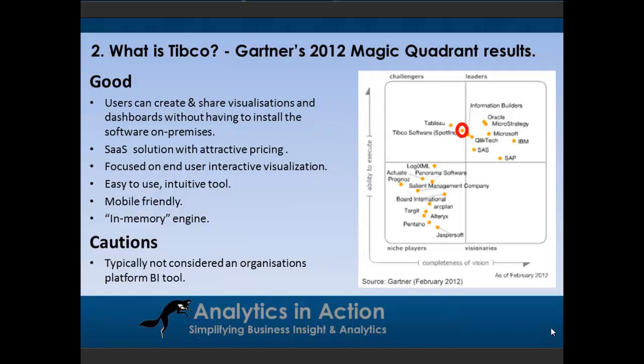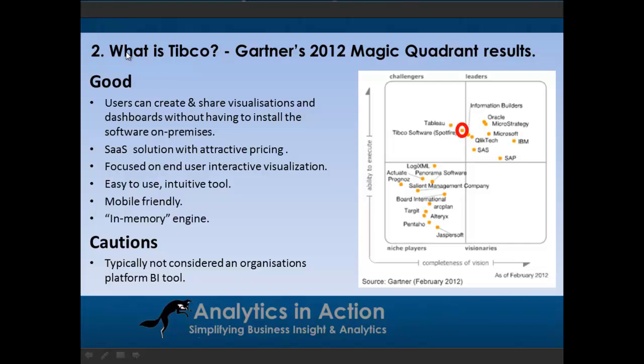In terms of what is Tibco, or who is Tibco in terms of a company, it's quite a well-established company. It's been around for a number of years, and they have a turnover of about $1 billion odd. They have a revenue of about $1 billion a year, so they're a pretty big company. They do a whole range of business software solutions, and the BI stuff is sort of a subset of that.